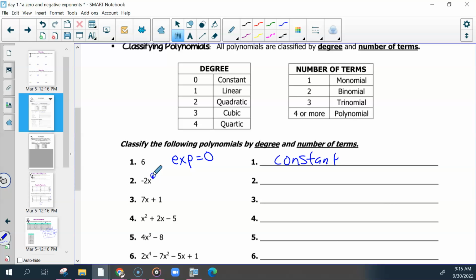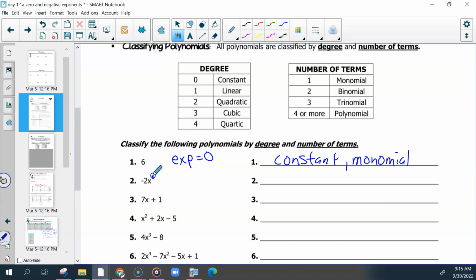Now we need to determine the number of terms. So there's just one thing here. So that would be monomial. It may help you if you know what the prefixes mean. Mono means 1, bino means 2, tri means 3, where poly means multiple.